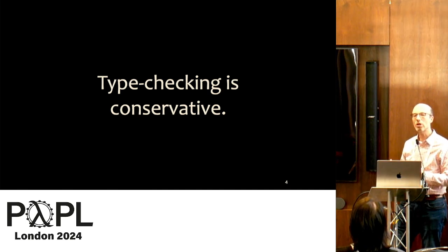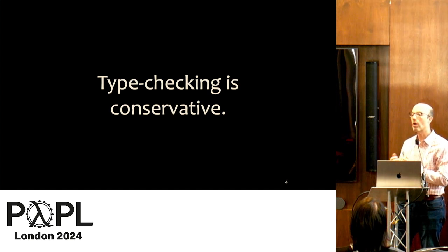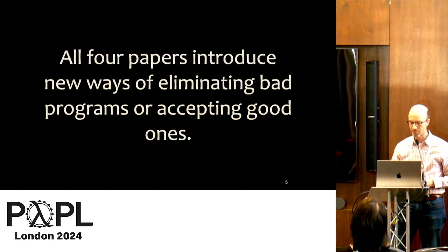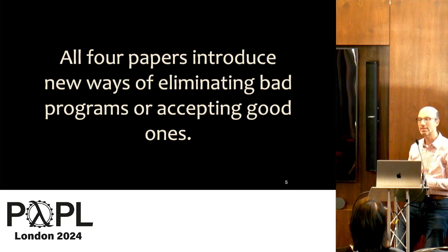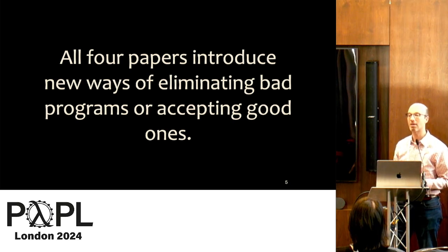and because of that, we often want to enhance type systems with more power, so that we can carve away at this piece of the program space where you have programs that work well, yet the type checker rejects. And so that's kind of where the interesting part is in type systems research. So the 4 papers in this session, and I'll go through each one very briefly, they all introduce new ways of either eliminating bad programs or accepting good ones.